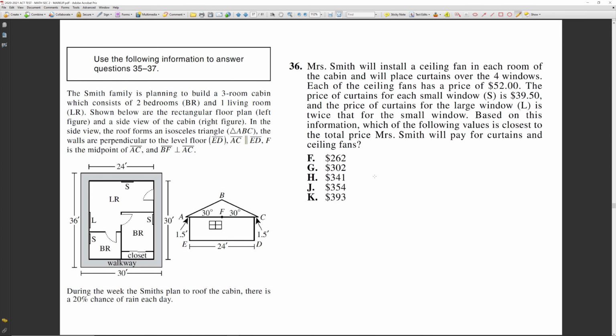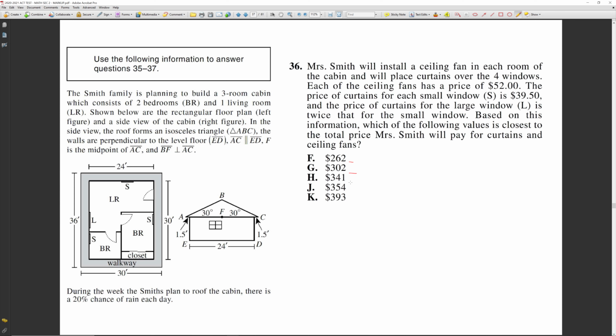That was one-handed. Number 36. Mrs. Smith will install a ceiling fan in each room of the cabin and will place curtains over the 4 windows. Each of the ceiling fans has a price tag of $52. The price of curtains for each small window is $39.50, and the price of curtains for a large window is twice that for a small window. Based on this information, which of the following values is closest to the total price Mrs. Smith will pay for curtains and ceiling fans?